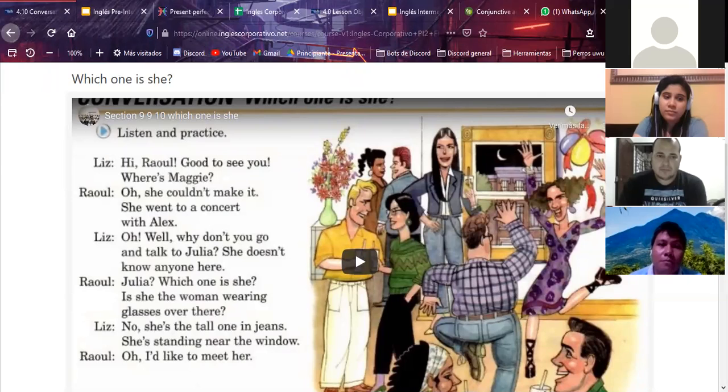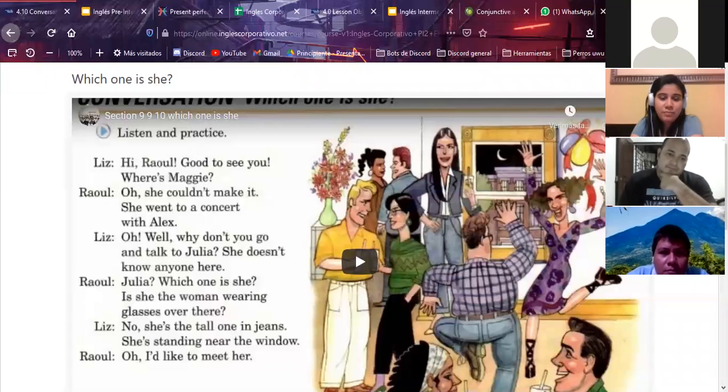Now, Brenda Cruz. Hoy empiezo yo. Hi, Raúl. Good to see you. Where's Maggie? Oh, she couldn't make it. She went to a concert with Alex. Oh, well, why don't you go and talk to Julia? She doesn't know anyone here. Julia? Which one is she? Is she the woman wearing glasses over there? No, she's the tall one in jeans. She's standing near the window. Oh, I'd like to meet her.